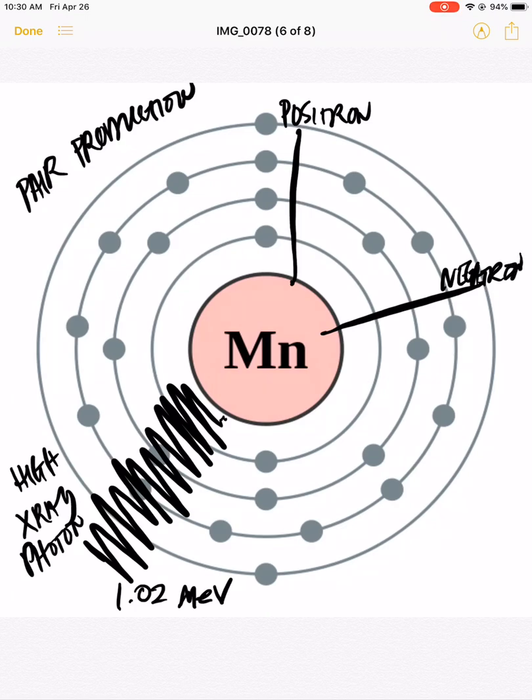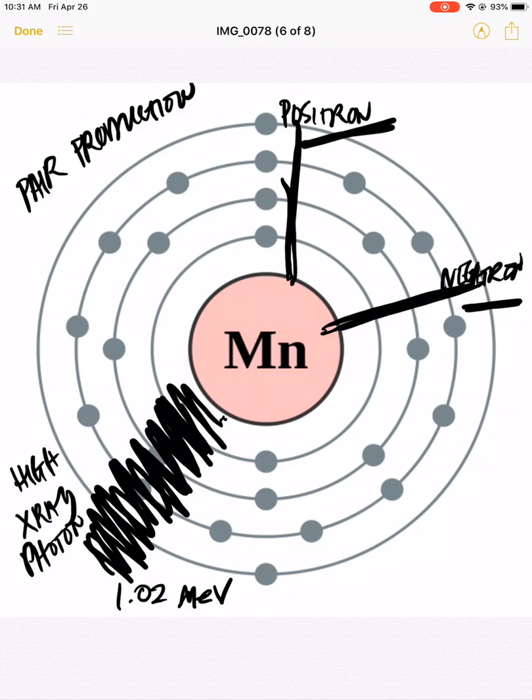So it creates a pair, positron, negatron. Remember, it's a high energy X-ray photon, 1.02 MeV. It goes straight to the nucleus, loses its energy, and creates a pair. Thus the name pair production.